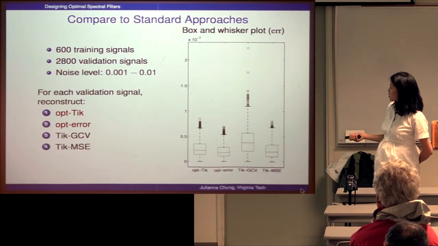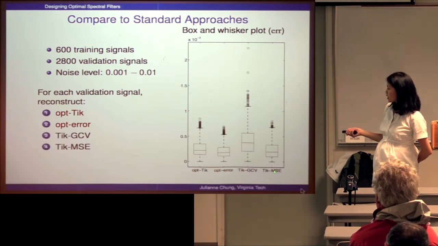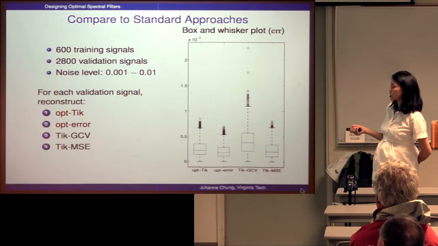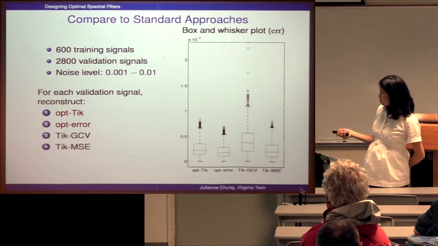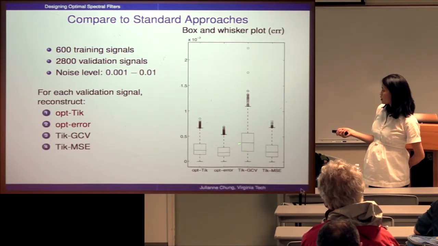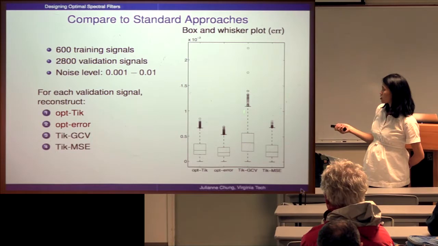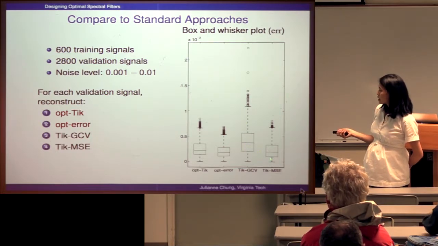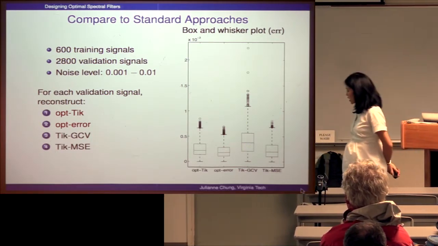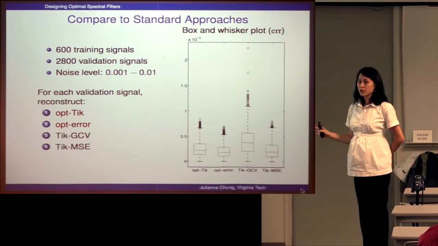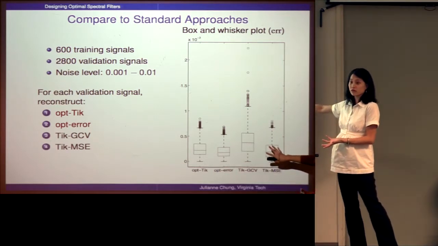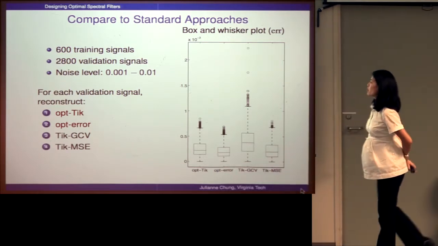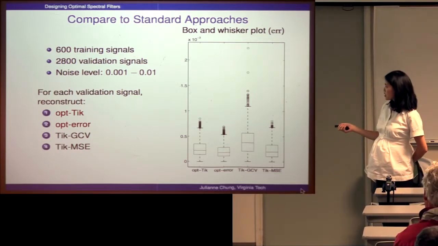Let's first look at the standard methods. TIC-GCV, remember, uses Tikhonov regularization with generalized cross-validation. Overall, it doesn't do so well because the reconstruction errors are quite large. TIC-MSC uses Tikhonov regularization with the optimal parameter choice. In real life we cannot get this one because it requires the true solution, but we put it up here so that we can compare. This is essentially the best you can get with Tikhonov.